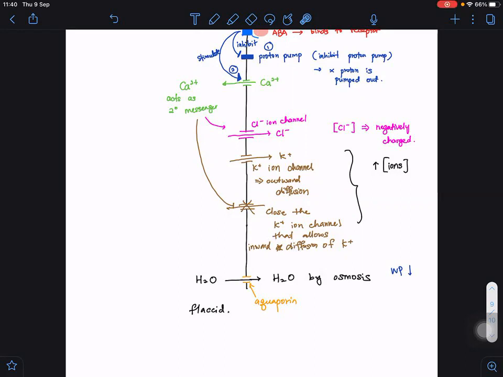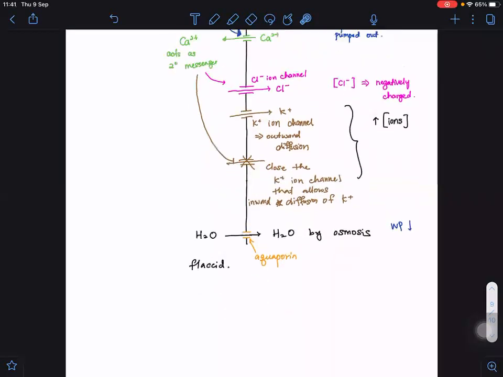So therefore, you can see that the outside accumulates negatively charged chloride ions and also positively charged potassium ions. So the concentration of ions increases, lowering the water potential. Therefore, water molecules move from the guard cell into the surrounding or neighboring cells through the aquaporins. Therefore, the cell becomes flaccid, and stomatal closure takes place. Are you clear? Okay or not?